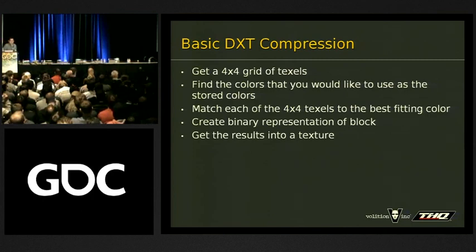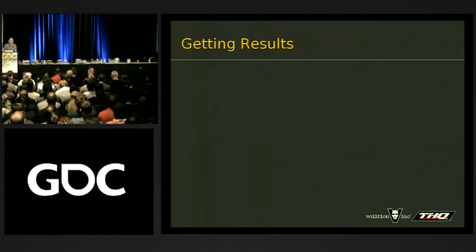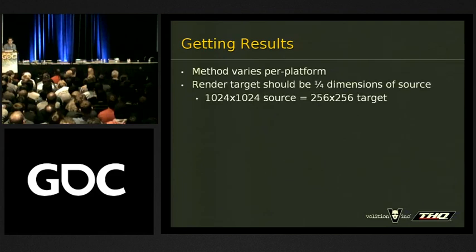On the GPU, you have another step of how you are going to get the results into a texture. You can't render directly to a DXT1 texture. No GPU supports quite doing that. So I'm going to jump ahead quickly to the last part, getting results, just so you have an idea of what we're doing. I'll reference this further later, but it varies per platform. I'll go into the platforms later.